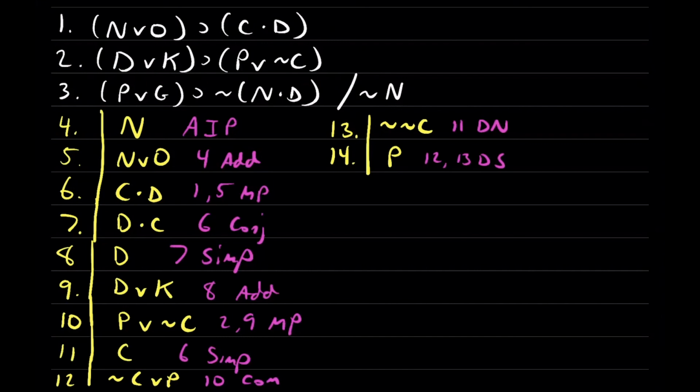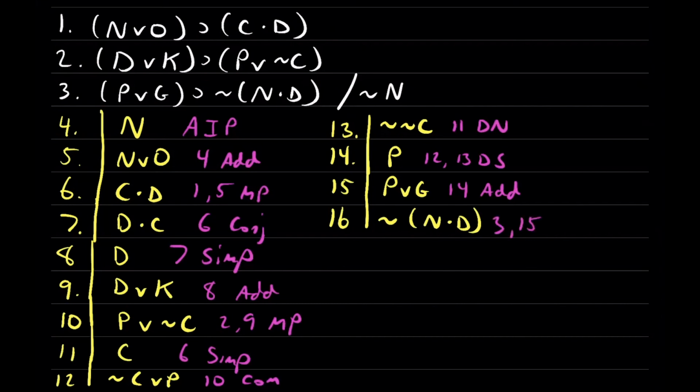And I'm going to do that addition trick again. Now that I have P, I can do addition to get P or G, which is the antecedent to that conditional on line 3. So that is from line 14 by addition. That will let me do a modus ponens step to get the consequent of that conditional. So it's not the case that N and D, let's see, so that's line 3 and line 15 by modus ponens.